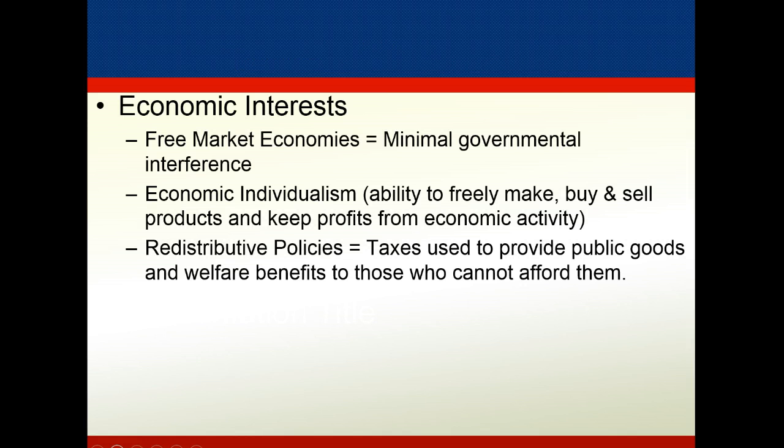Economic interests. In a free market economy, government is not supposed to get involved. Economic individualism is the ability to freely make, buy, and sell products, and to keep profits from your economic activity. Then there are policies that talk about redistribution, tax policies, where taxes are used to provide public goods and welfare benefits to those who cannot afford them. Robin Hood policies, take from the rich and give to the poor.